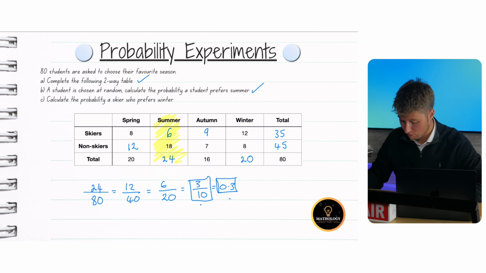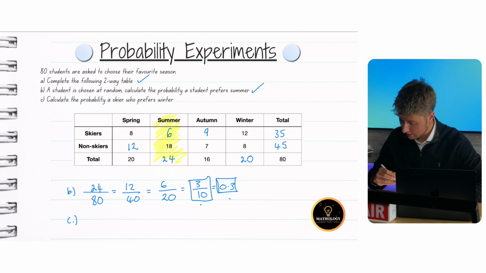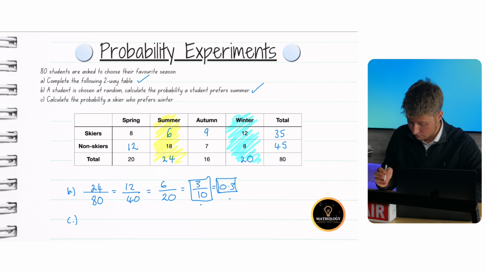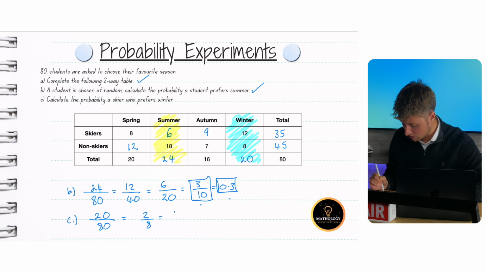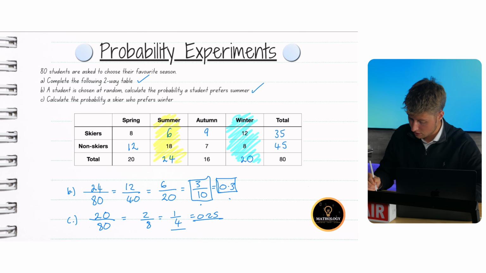Part C, calculate the probability a skier who prefers winter. So for part C, a skier who prefers winter. Now the winter section is this section here. We've got a total of 20 skiers in winter. It's 20 over the sample size, which is 80, which gives us 2 over 8, which is 1 over 4, which is equal to 0.25. So either the decimal or the fraction gets you the mark. And that's part C.